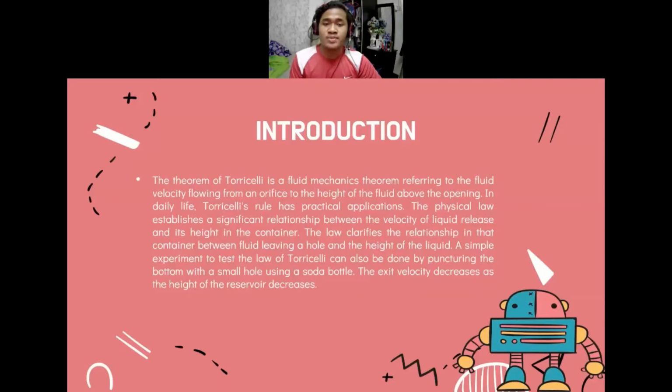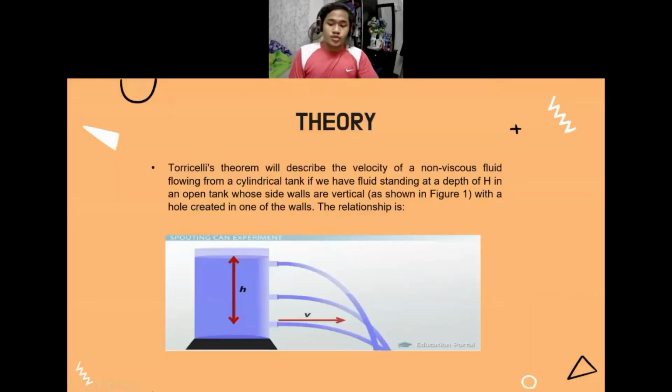A simple experiment to test the law of Torricelli can also be done by puncturing the bottom with a small hole using a soda bottle. The exit velocity decreases as the height of the reservoir decreases. So move on to the next slide, which is theory.